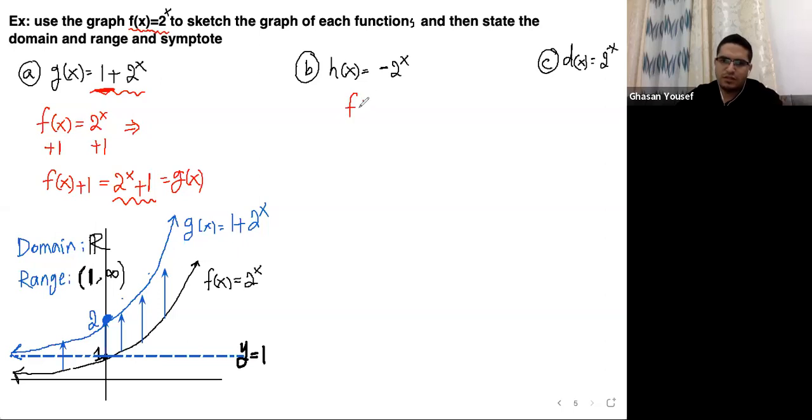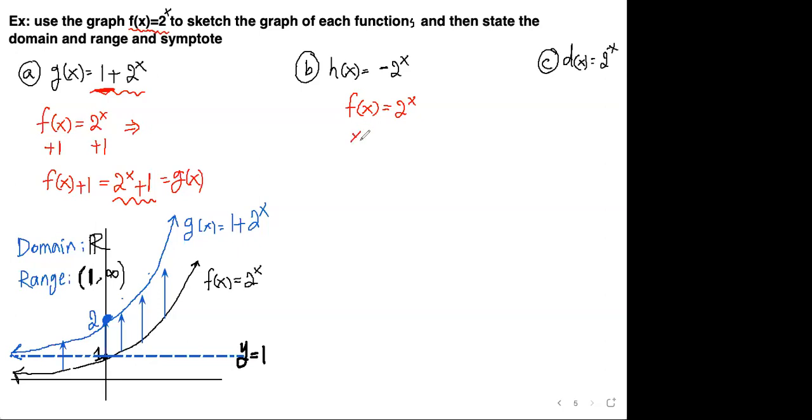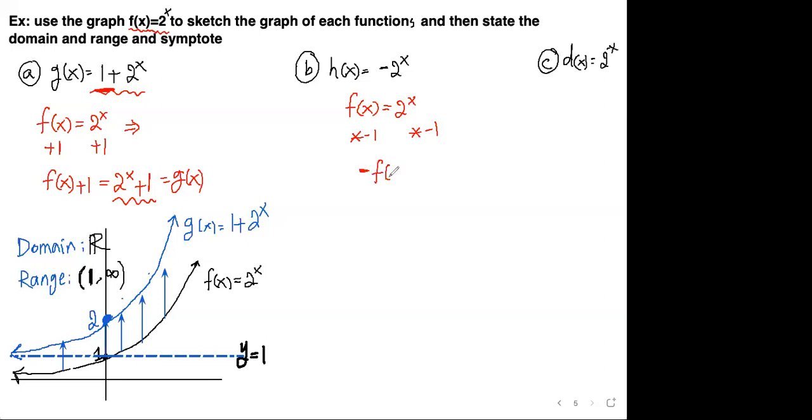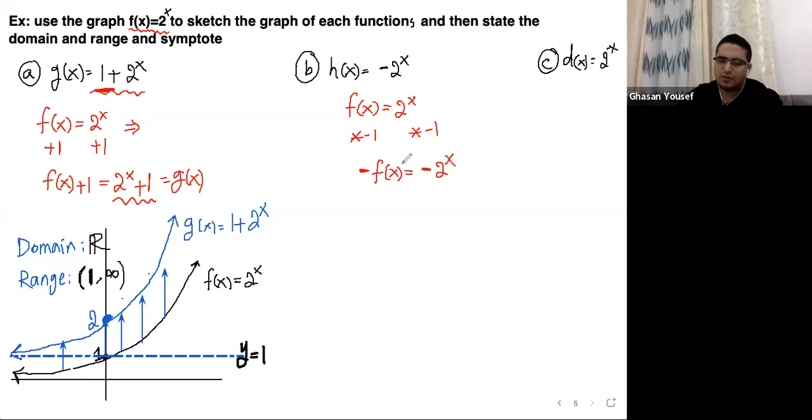My original function is f of x equals 2 to the power x. How can I modify this function to get something like this? What should I do? You multiply the outside by negative 1. So I will get negative f of x equals negative 2 to the power x. Now it's equal to h of x.